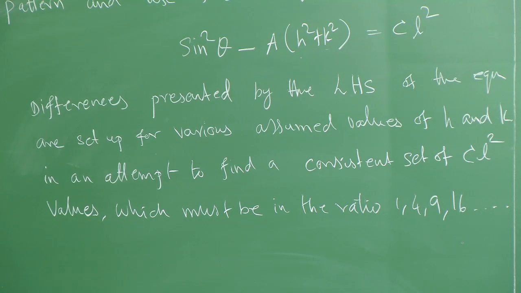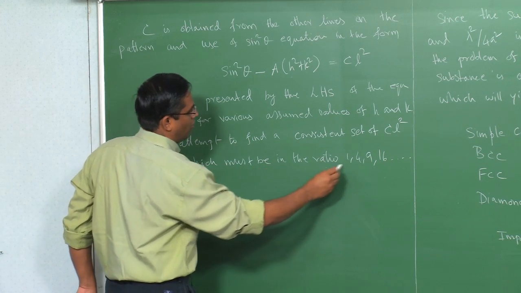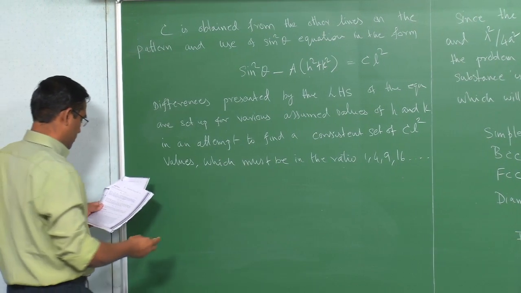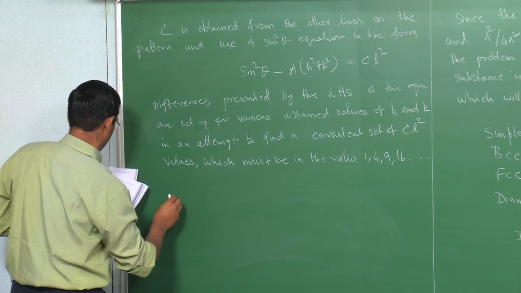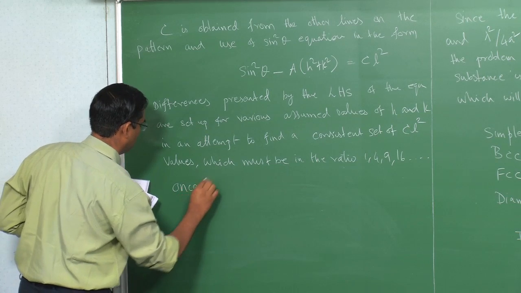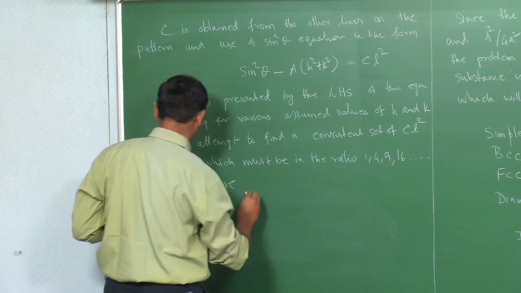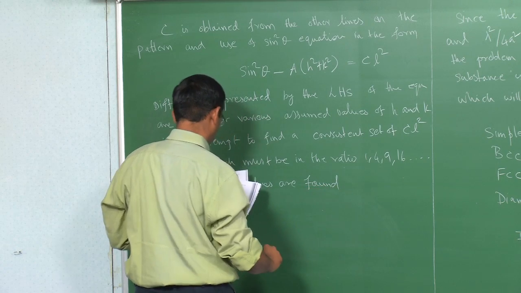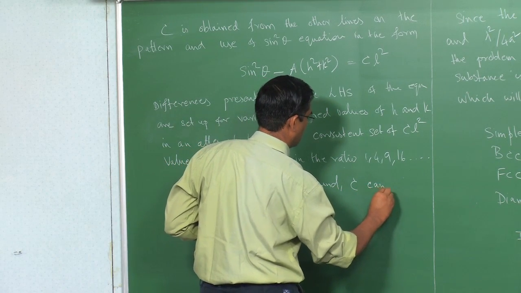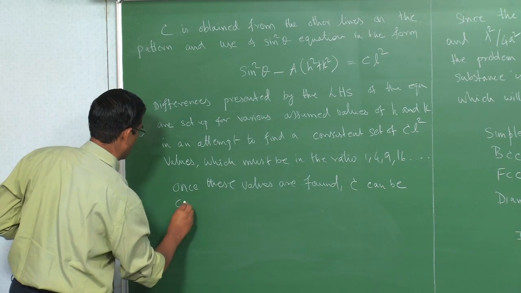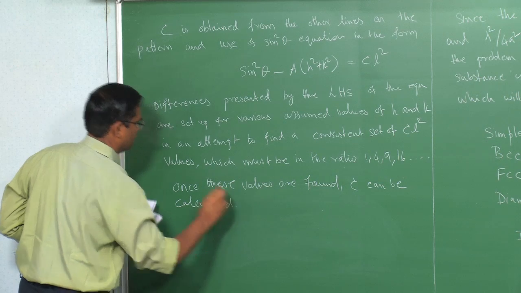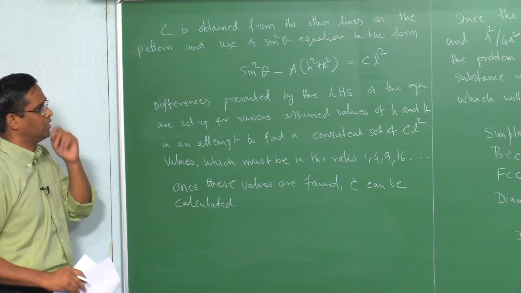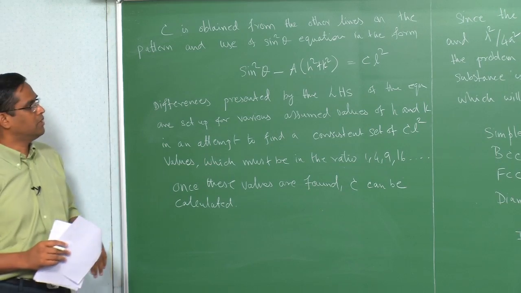In fact, you can form a table, and these must be in the ratio of 1, 4, 9, 16 and so on. So from there, the C value can be found out. Once these values are found out, C can be calculated. So that is how it goes with the tetragonal system.